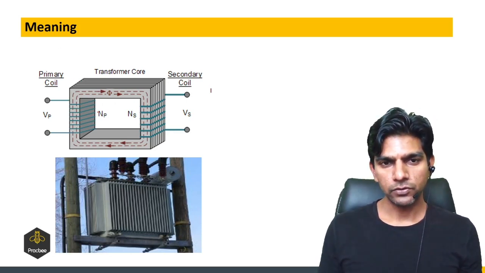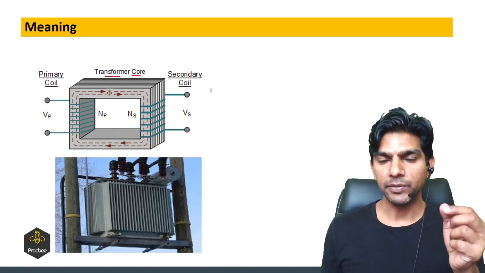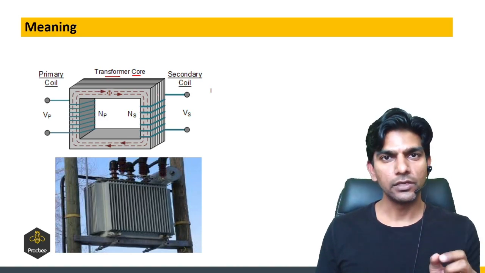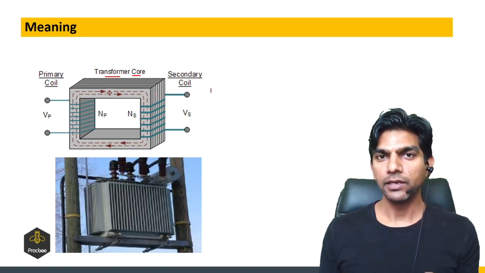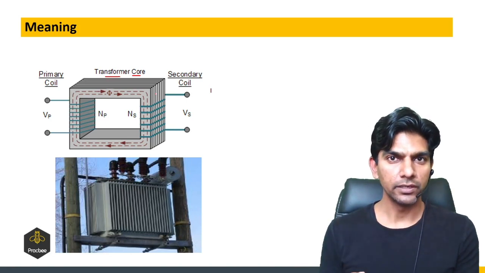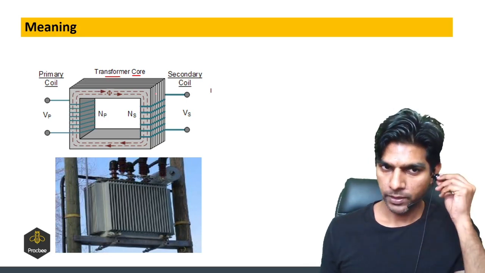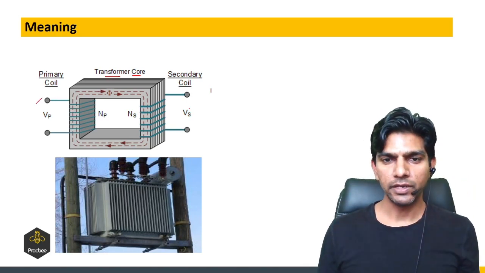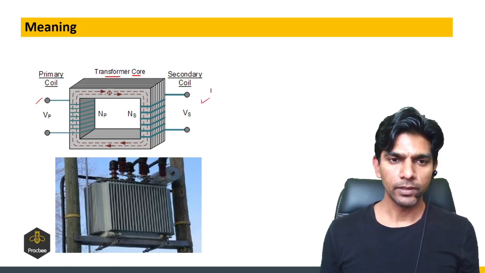So in a transformer, there is a transformer core which is made up of laminated sheets. And we use laminated sheets to minimize the losses, right? In laminated sheets, the eddy currents which are produced are not that strong. So there will be less heat dissipation due to eddy currents. So this is the primary winding. On one side we have the primary winding and here we have the secondary winding.